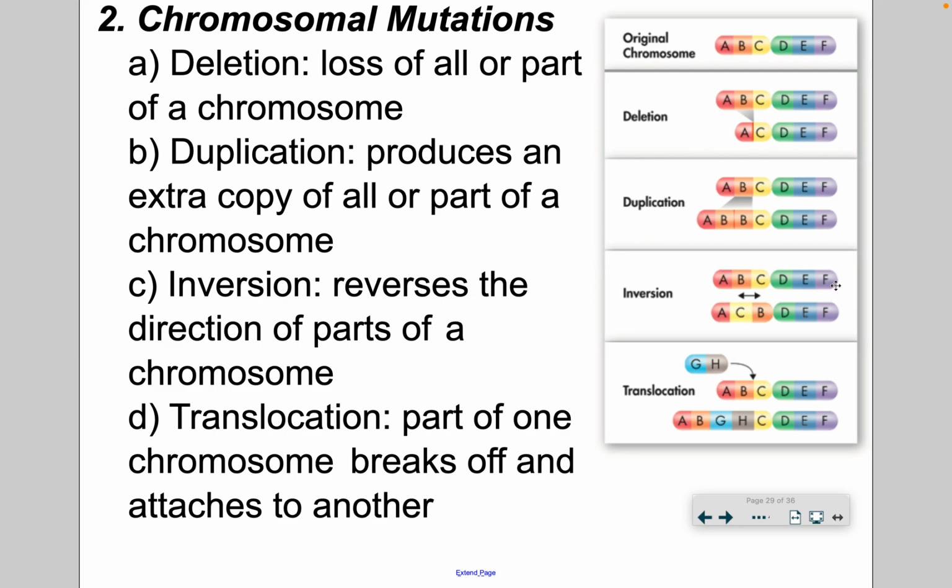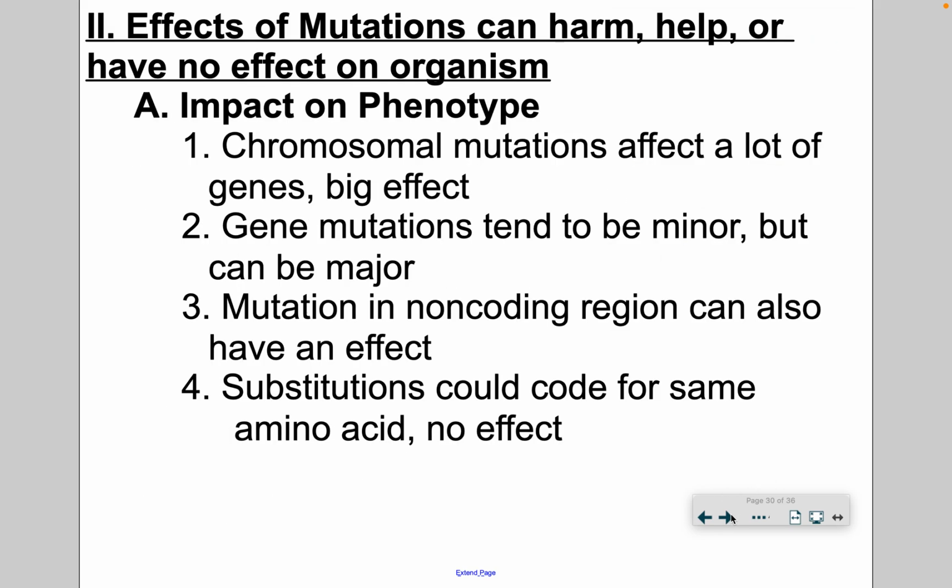So A, B, C, D, E, F becomes A, C, B, D, E, F. And then we have translocation, where part of one chromosome breaks off and attaches to another, and this is very common in cases of leukemia. So you can see that I have G, H from some other chromosome that I'm not aware of that got broken off, and it's going to insert itself into this chromosome. So now I have A, B, G, H, C, D, E, F.